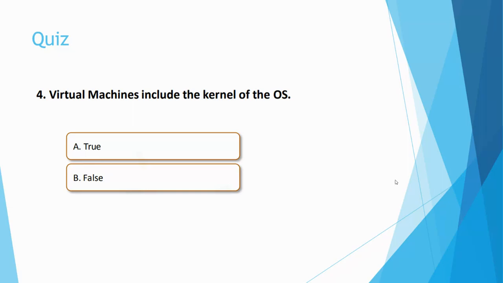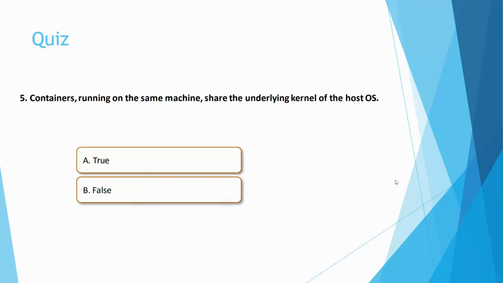Virtual machine includes the kernel of the OS. Virtual machine means whichever machine we are creating in AWS, that is called a virtual machine. Whether that includes the kernel of the OS. True. Yes, you are right. True. And then the last question.